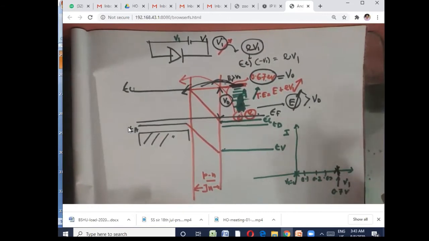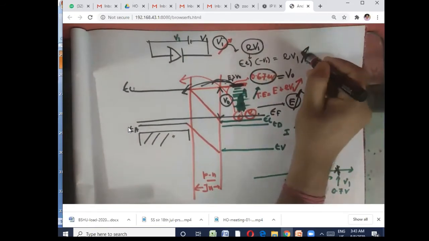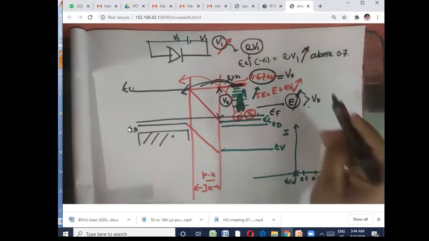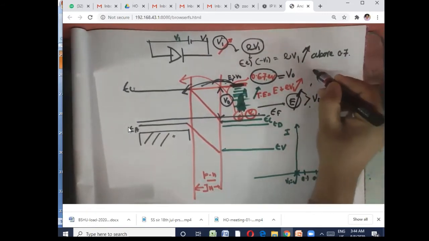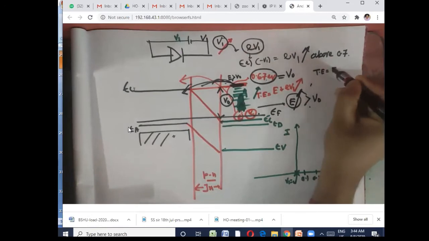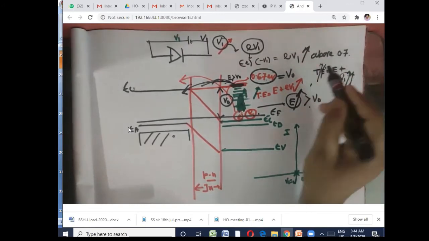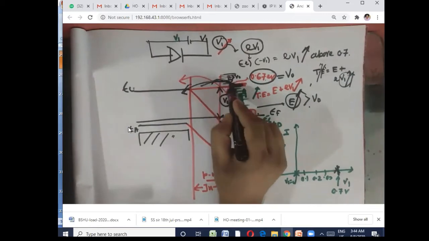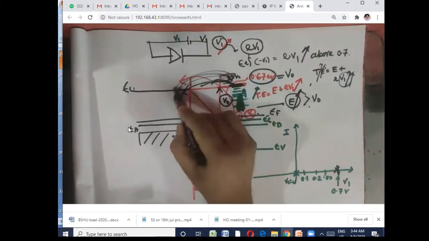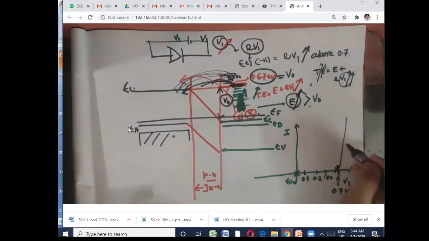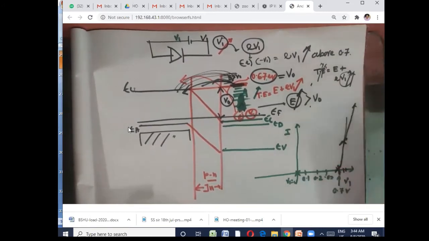Now in a practical diode, if you keep increasing the voltage above 0.7, then if you look at the total energy expression, E plus E V1, whatever value of V1 you give, the total energy will be more and more. So the electron can always go to the other side in large number because it has more energy. Suddenly you see a lot of electrons moving across the junction. The current will grow. For a small change in voltage, you see a rapid growth in the current through the diode, and that is nonlinearity.